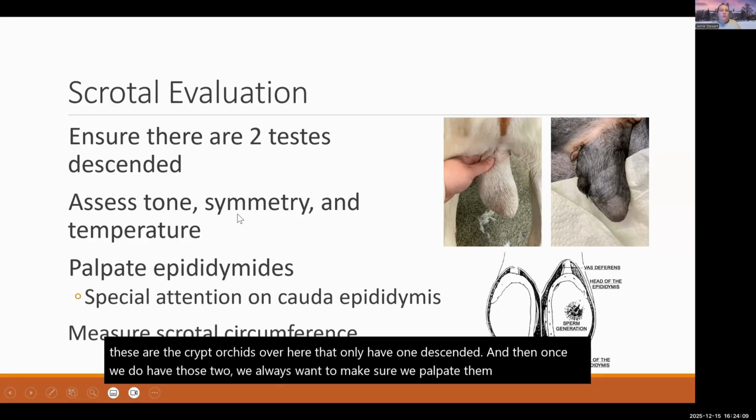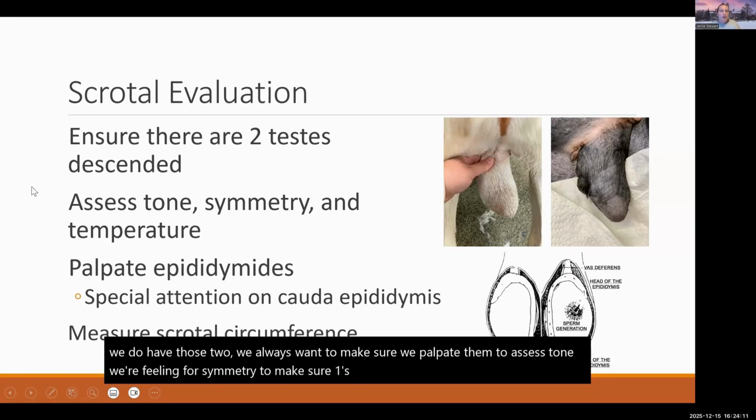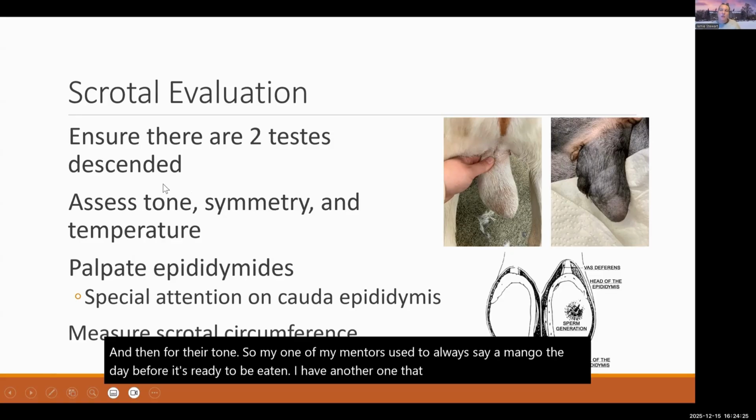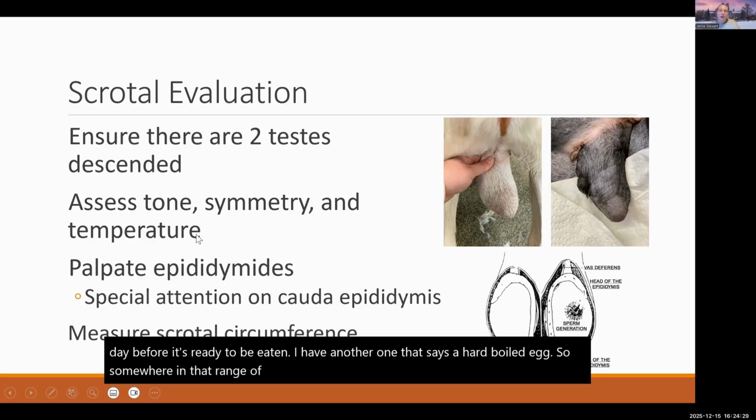We're feeling for symmetry to make sure one's not larger than the other, and temperature, make sure they don't feel too hot or too cold. And then for their tone, one of my mentors used to always say a mango the day before it's ready to be eaten. I have another one that says a hard-boiled egg. So somewhere in that range of not very hard, but also not very soft.